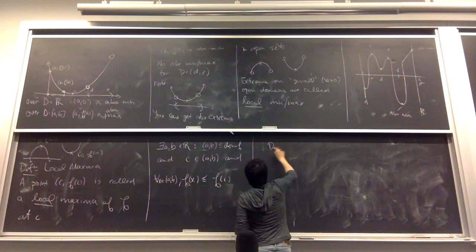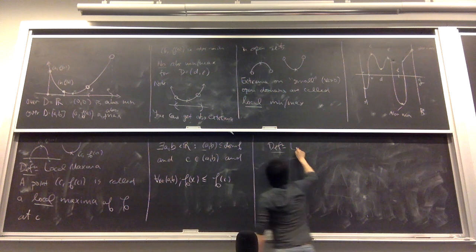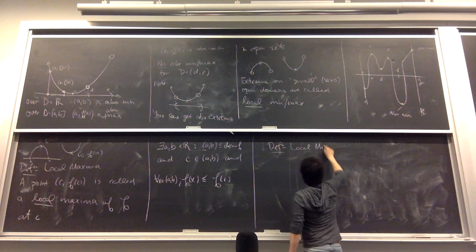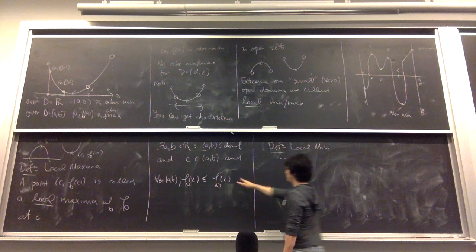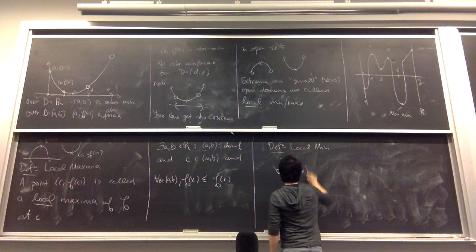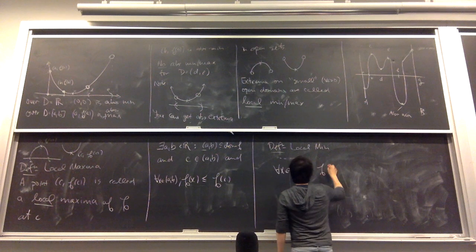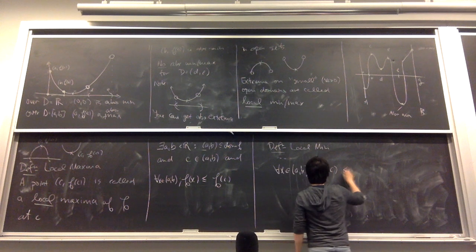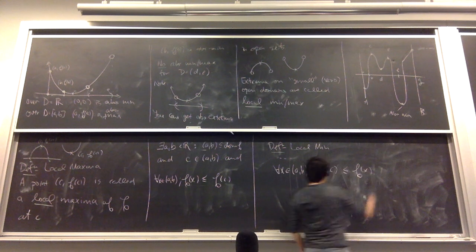Okay, so I'll just give you the one for local minimum. It's all the same stuff, except this condition becomes, for every x in the interval, we need f of c to be less than or equal to f of x.